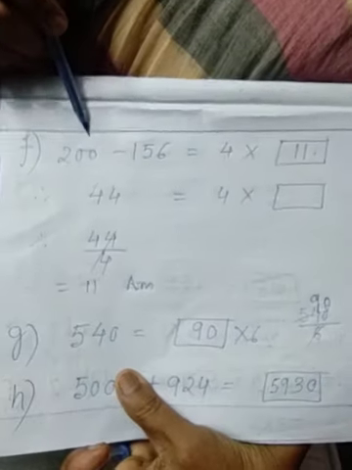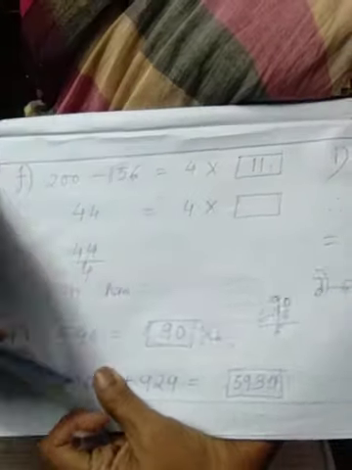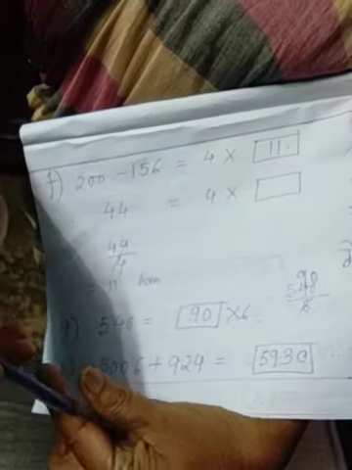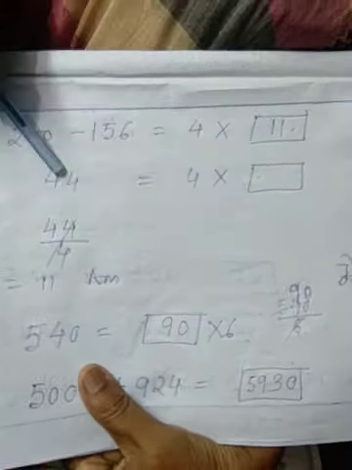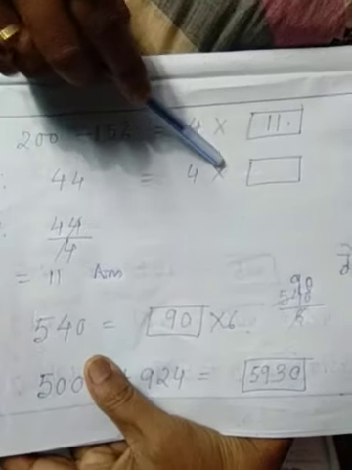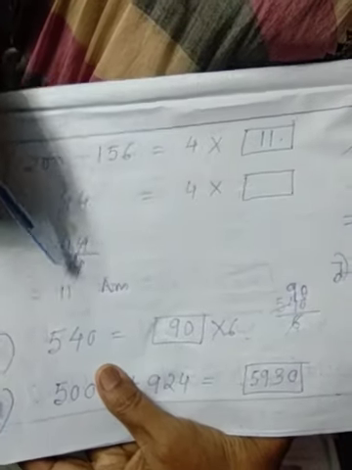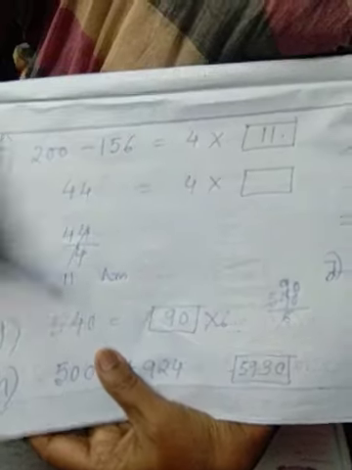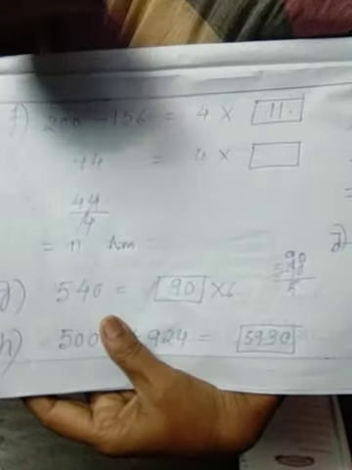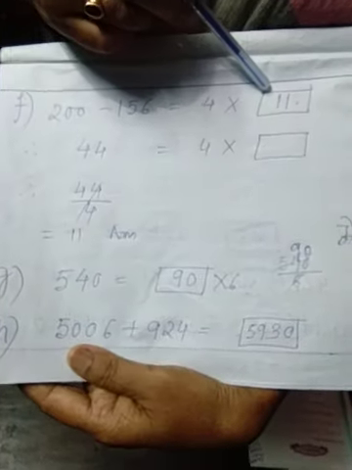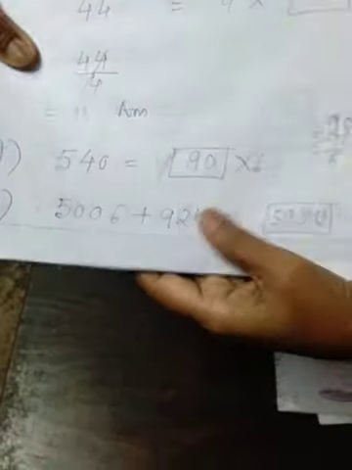F. 200 minus 156 equal to 4 into box. That is 200 minus 156 equal to 44, equal to 4 into blank. So 44 divided by 4 equal to 11. So you put this 11. 4 into 11 is 44. So 11 is the answer. Okay.